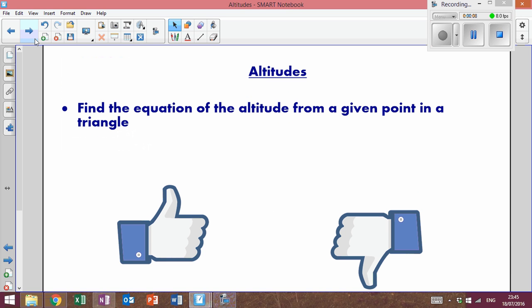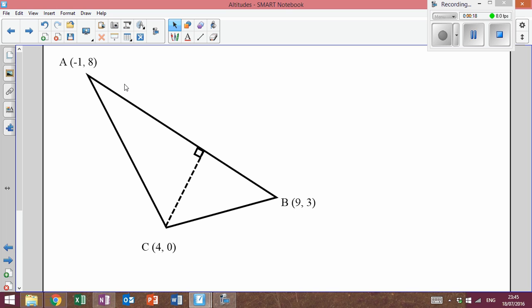Again, we're just going to look at one thing today. We're going to look at how to find the equation of an altitude from a given point in a triangle. Obviously, to do that, you'll need to understand what an altitude is and then be able to calculate it. So again, I'll just give you the explanation of what an altitude is, I'll let you have a try for a bit, and then I'll go over it and give you a note and another example that you can use.